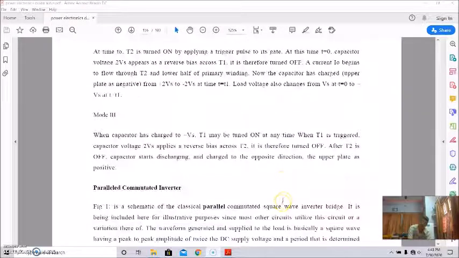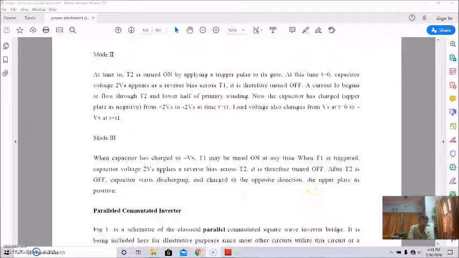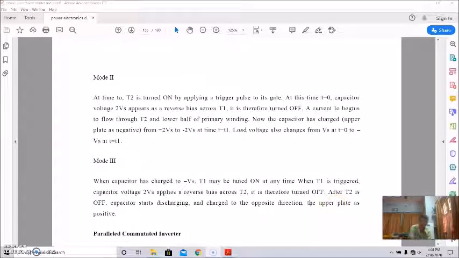And in mode 3, when the capacitor is charged to minus Vs, thyristor 1 may be turned on at any time. When thyristor 1 is triggered, capacitor voltage 2 Vs applies a reverse bias across thyristor 2, which is therefore turned off. And after thyristor 2 is off, the capacitor starts discharging and charges in the opposite direction, and the upper plate is negative. So that's all about the operation of the parallel inverter.